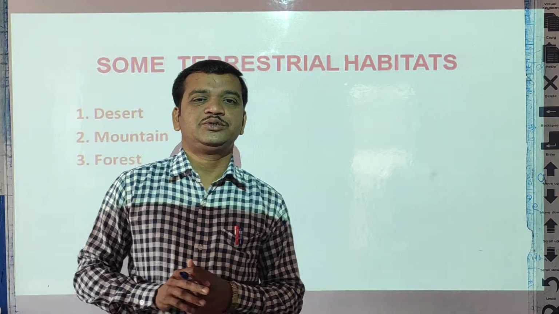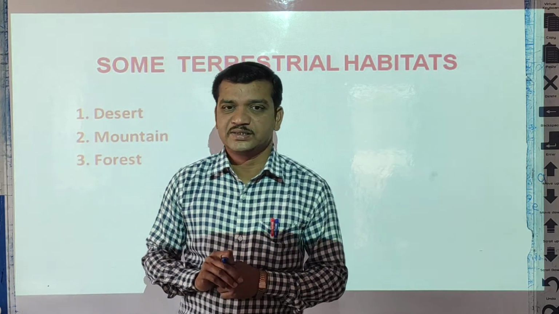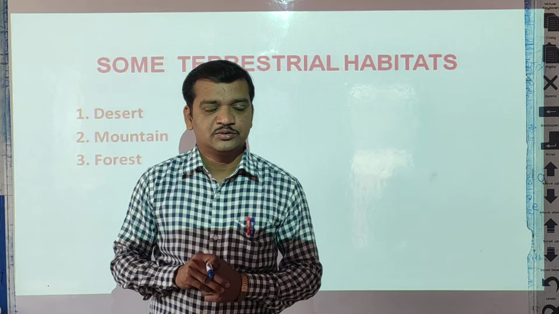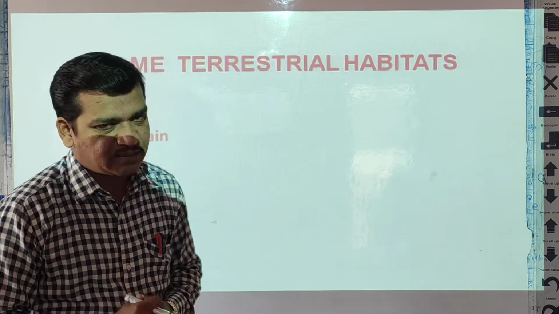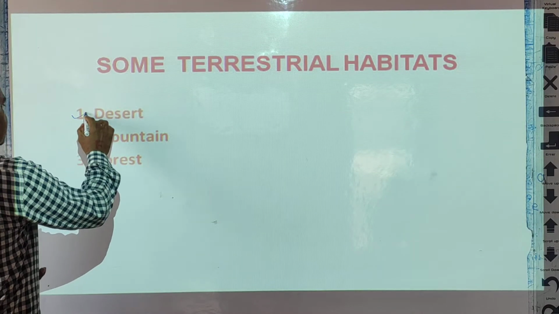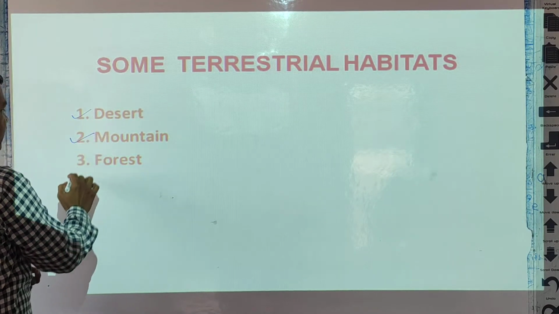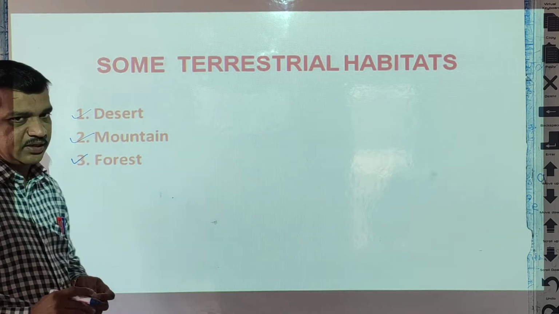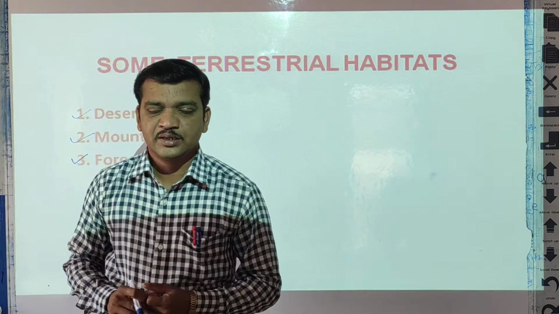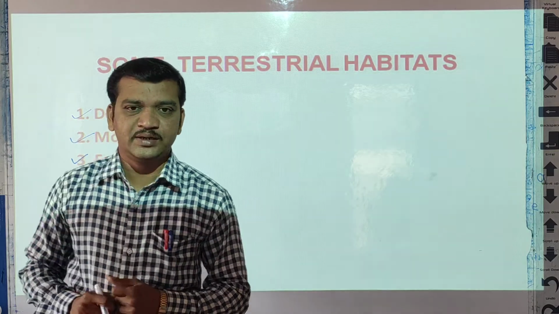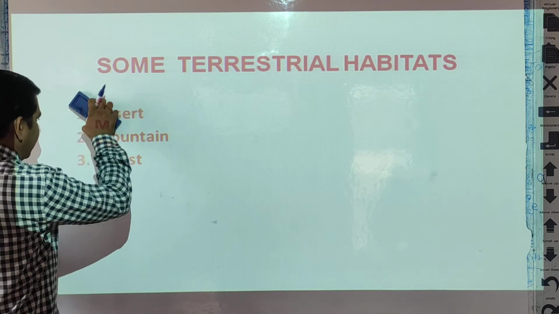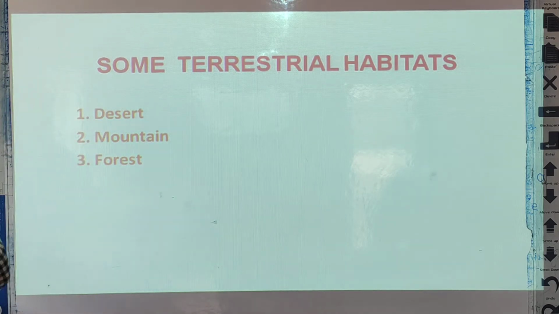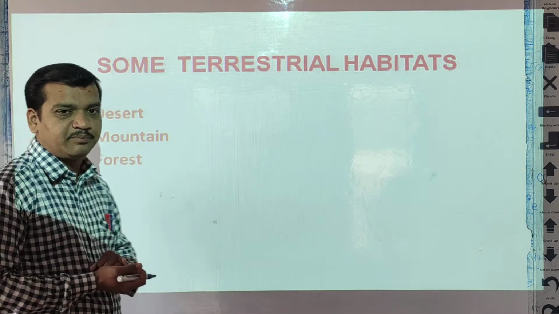Today we are going to learn about some terrestrial habitats. There are three kinds of terrestrial habitats. First one desert, second one mountain and third one forest. So today we will see all these habitats briefly, with the help of some diagrams of animals and plants.